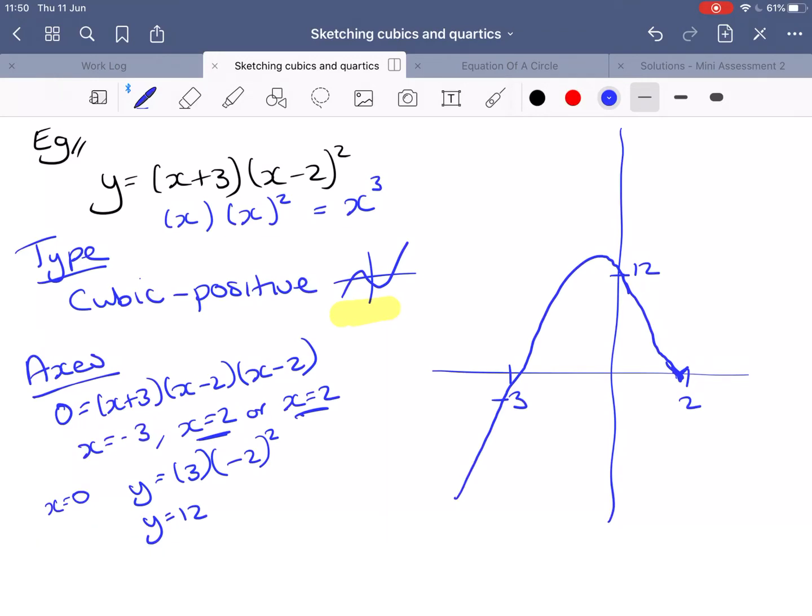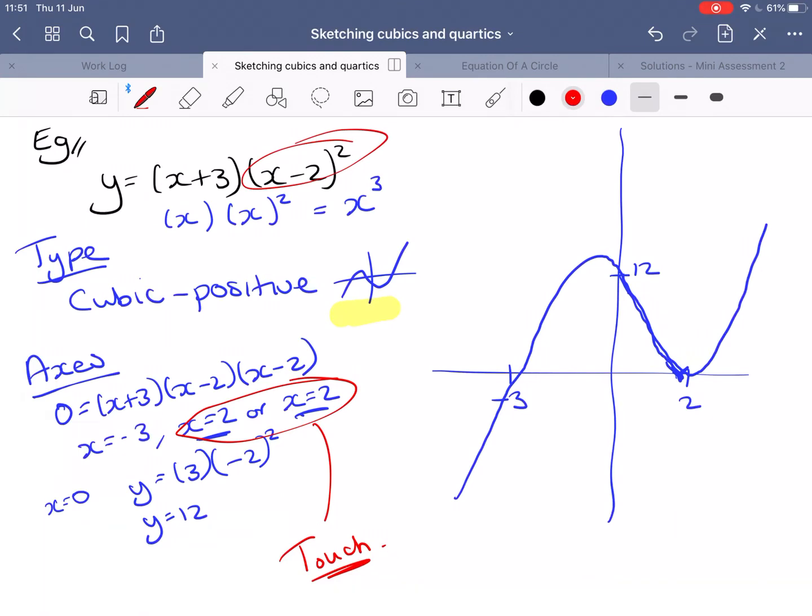So when we have a repeated solution, what we have is what we call a touch on the axes, because it has to go through and then instantly come back again. So x equals 2 is classed as a touch. When you have something squared, you're going to touch the axes at that point. You can have touches coming down and up, or you can have touches going that way as well, where it just touches the axes like that. But a touch means you go in and out instantaneously. So you don't actually end up going through the x-axis.